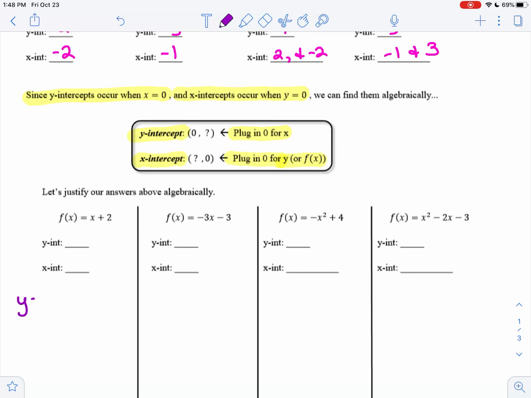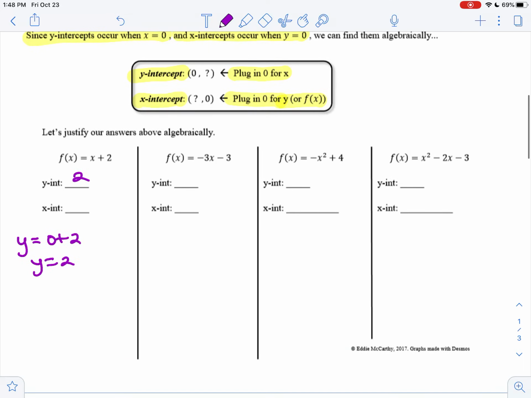Okay, so let's look at the y-intercept, which says to let x be 0. So this is y equals 0 plus 2, y equals 2. Now the x-intercept will have us let y be equal to 0. So 0 equals x plus 2. Subtract 2 from both sides. -2 equals x, and that should match with what we have above.